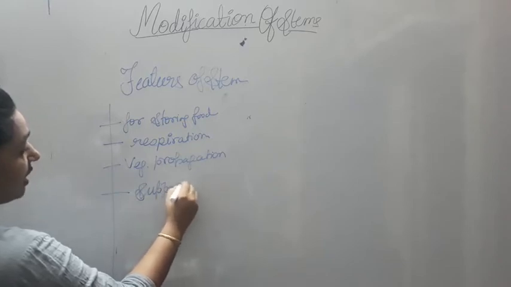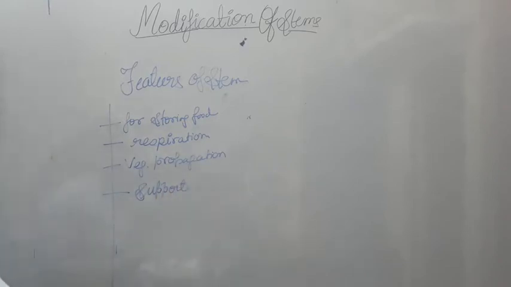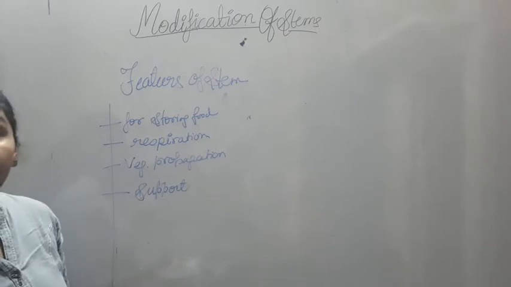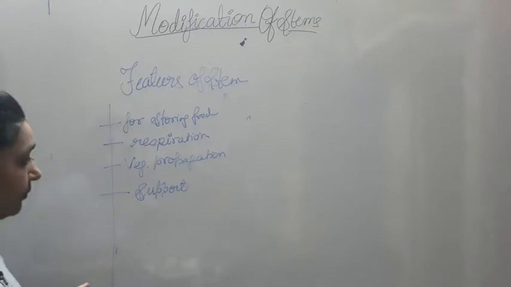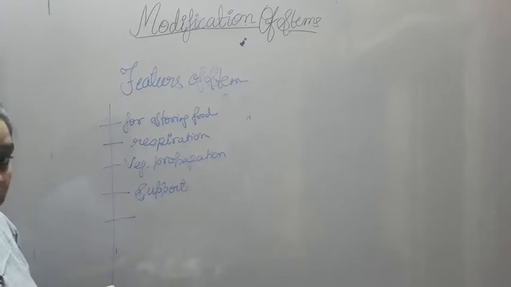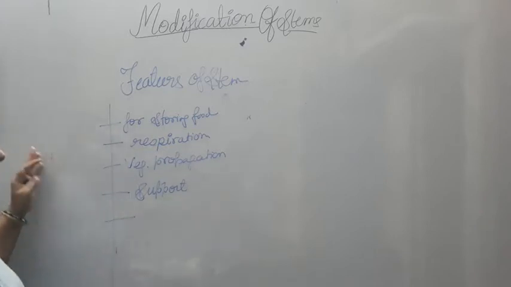For example, plants which have a weak body get support from them. For example, tendril. Tendril is a modified stem which you see on the pumpkin plant. These are some of the features of the stem: for storing food, for respiration, for propagation, for support. So this is the feature of stem. Now let us see further what the different modifications of a typical stem are.